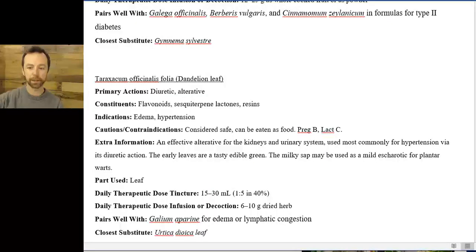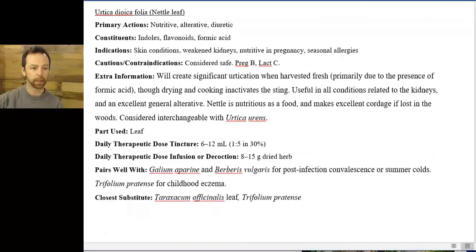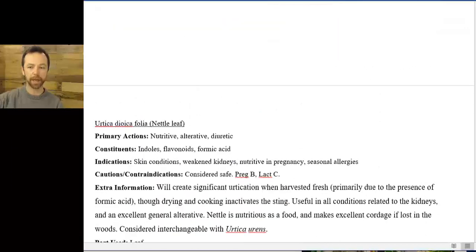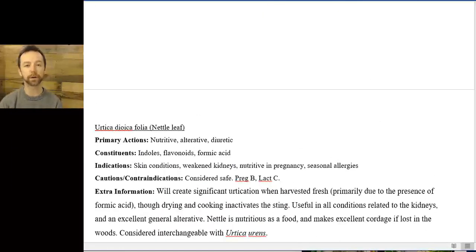That's our dandelion, and that is our nettle leaf, and that is the end of our featured herbs in this section. I hope you've enjoyed this set of videos, and we'll be back with another one soon enough.